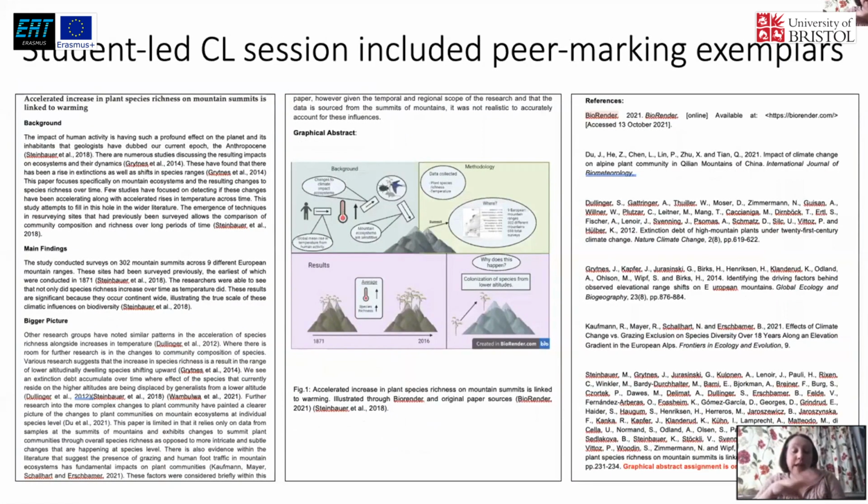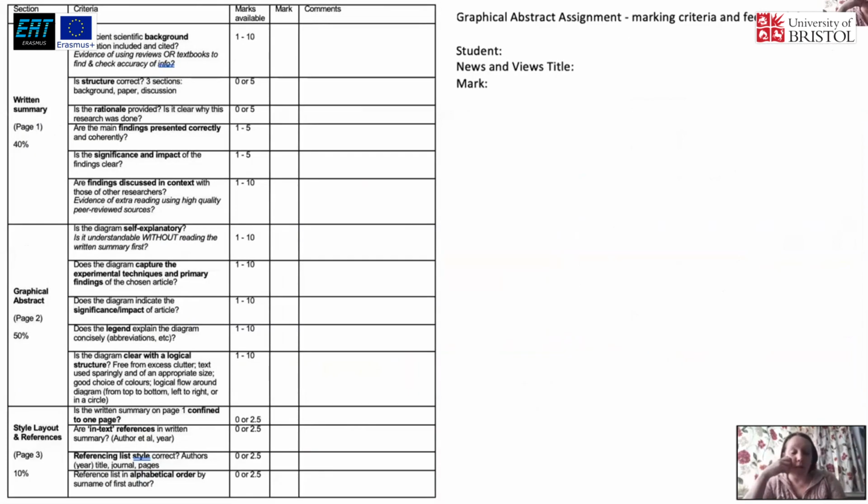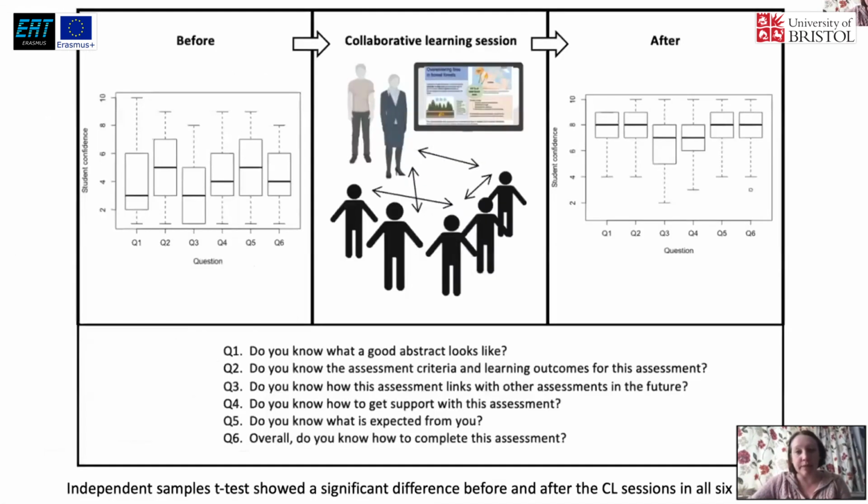Students in this collaborative learning session were given example graphical abstracts. So this is the kind of thing we're expecting them to produce. Again, a 3-page assignment with a written abstract, an infographic and some references. And then they were given the marking criteria, and they were asked to work in small groups to mark these example reports and give feedback to one another. So this is encouraging peer feedback and dialogue with more experienced students.